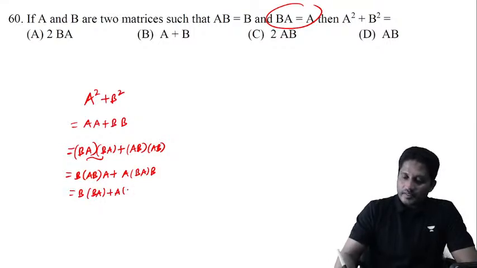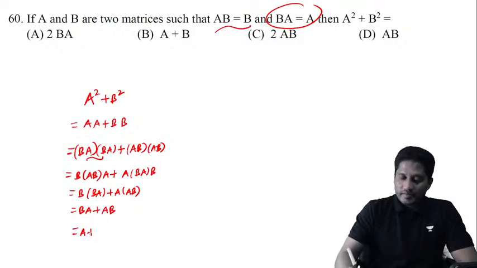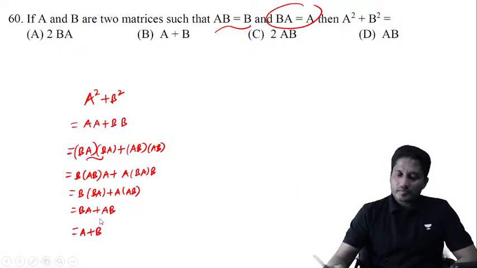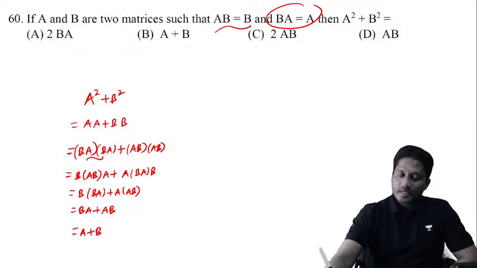BA is equal to A. Again, BA will be equal to A. And AB is equal to B. Again, according to the question, BA is equal to A, AB is equal to B. So A square plus B square is A plus B. Answer is option C.